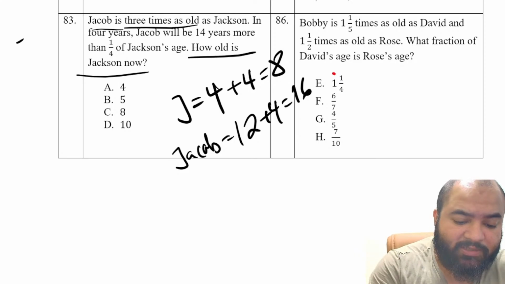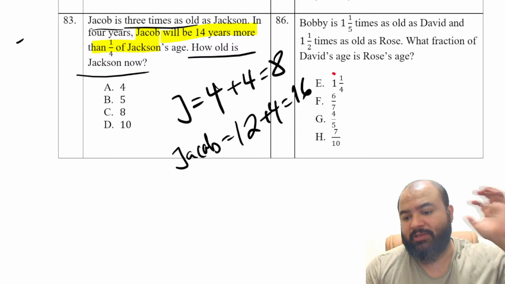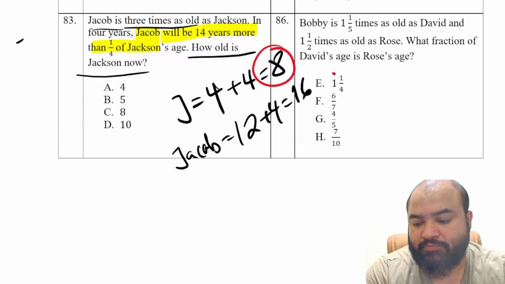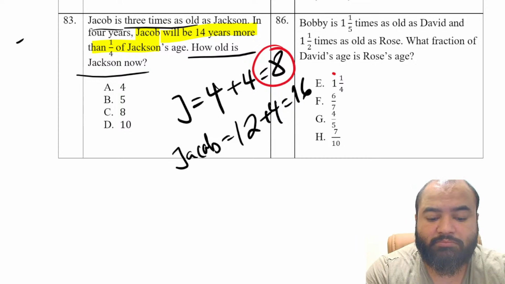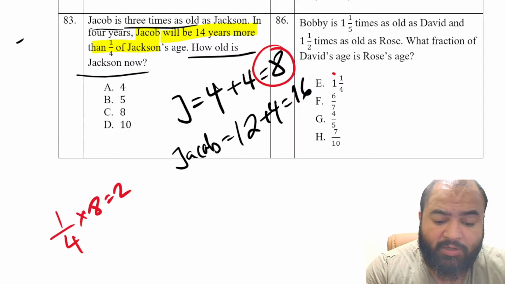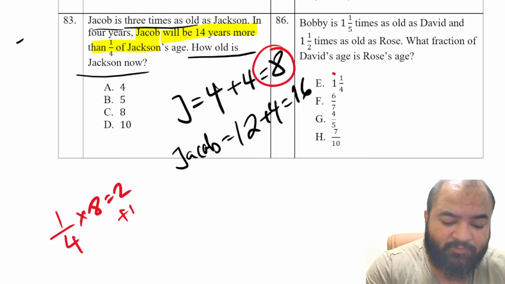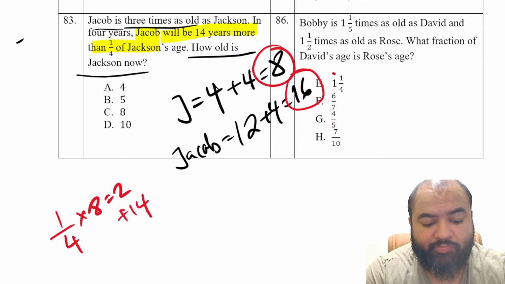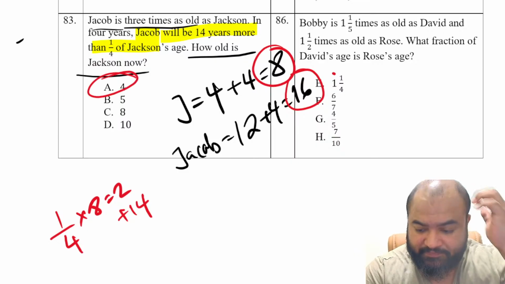Now we have to check the condition. They said, okay, 4 years later, Jacob will be 14 years more than 1/4 Jackson. What is 1/4 Jackson? What is 1/4 of 8? One-fourth of 8 is 2. Good. 1/4 times 8, 2. Now 14 more than that. So 2 plus 14. Does it make Jacob's age? It works out. So A is the answer.